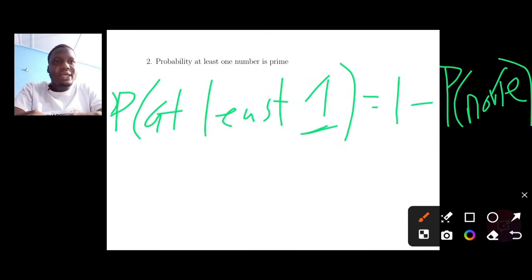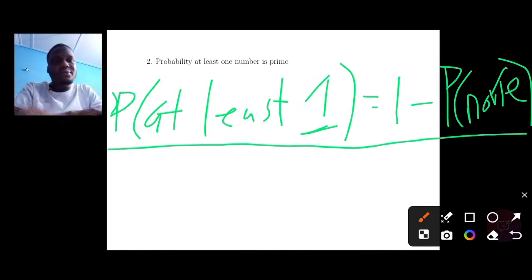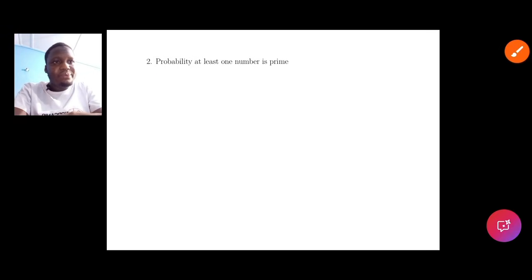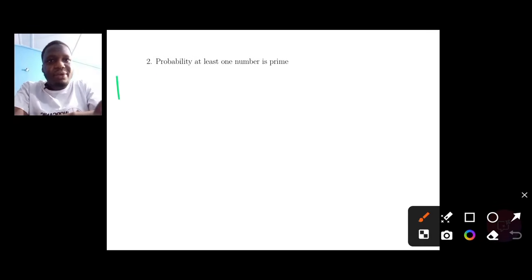Probability of at least 1 is equal to 1 minus none. Okay, always. So whenever you see probability of at least 1, you can always apply this 1 minus none. Okay, good. So to solve this problem, let's find a probability that we get no prime.